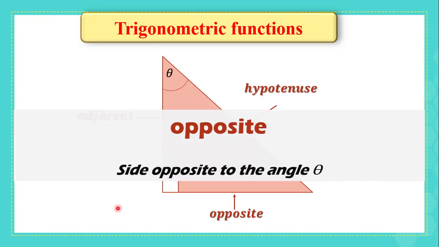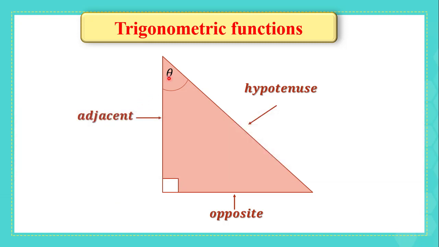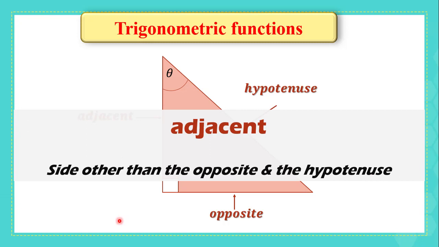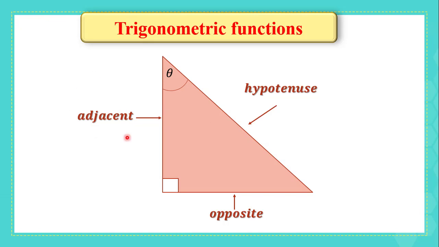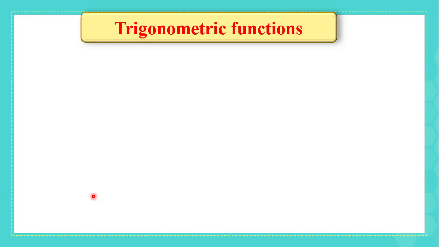The opposite is the side opposite to the angle theta. In our case, this is the angle theta. This is the side opposite to it, which we call the opposite. If this is angle theta, then this side will be the opposite side. Now the adjacent side, which is the side other than the opposite and the hypotenuse. In our case, this is the adjacent side. Now the relationship between the trigonometric functions and the angles of the triangle are as follows.